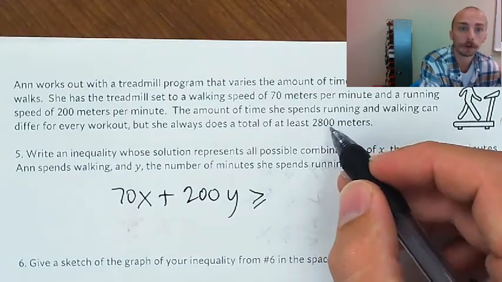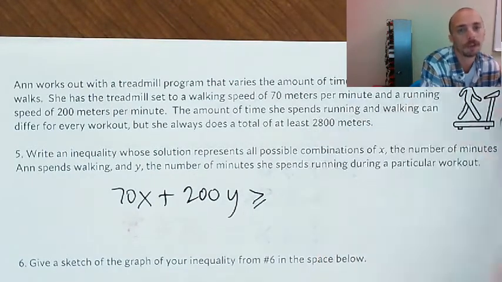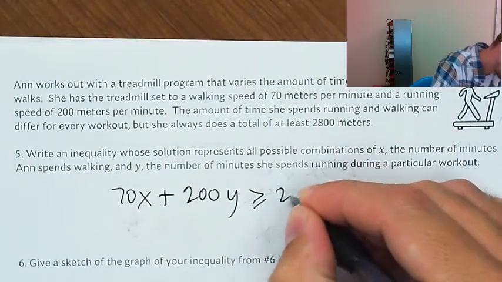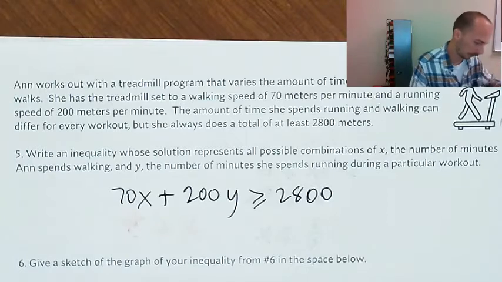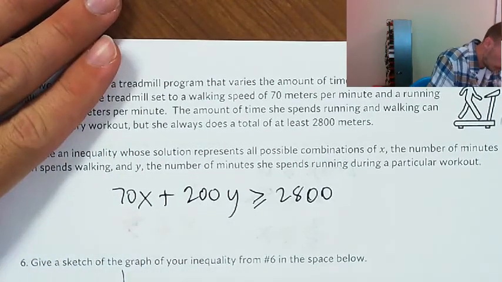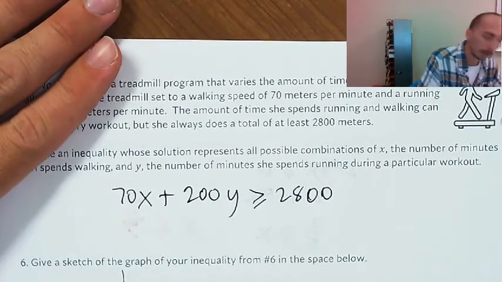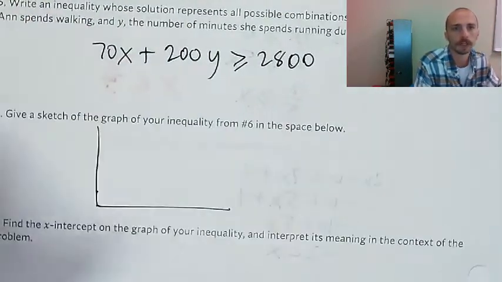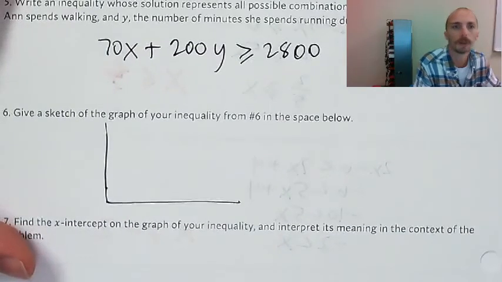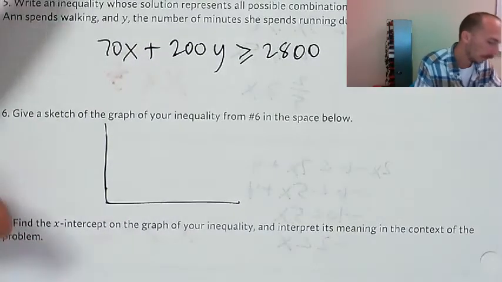2,799 meters, that's not enough for her. But 2,800, that's okay, and she could go farther, right? That's going to be greater than or equal to 2,800. Now I'll give a sketch of the graph of my inequality. I'm only interested in where x and y are positive because these are numbers of minutes spent running and walking. We're not going to spend -5 minutes running, right? That doesn't make any sense.